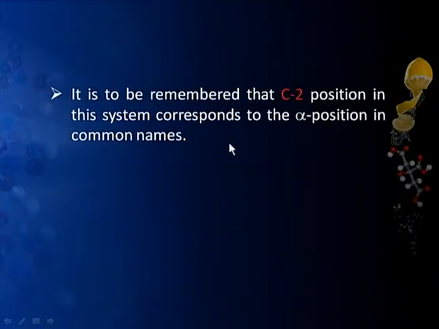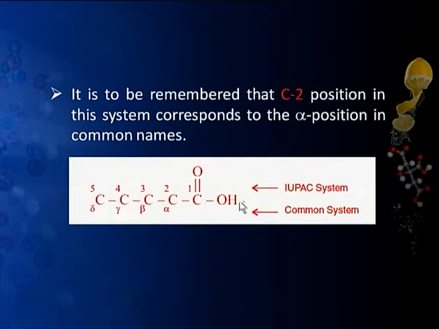It is to be remembered that the C2 position in this system corresponds to the alpha position in common names. In common names, the alpha carbon is the one to which the carboxyl group is attached. In the IUPAC system, the carbon of the carboxyl group is given number 1. So don't confuse while numbering in the common system or in the IUPAC system. Now let us name some compounds according to the IUPAC system.